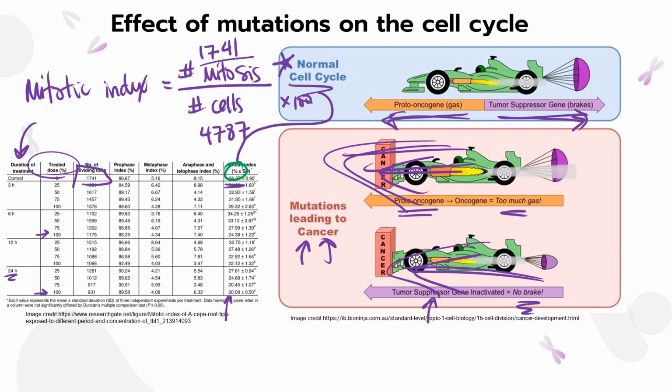And so 1,741 total cells that are dividing actively in mitosis, whether that's prophase, metaphase, anaphase, telophase, or cytokinesis, all of these would be considered actively dividing, divided by the total number of cells in the sample, and that gave us our 36.37% of the cells are dividing. The higher the mitotic index, the greater the number of cells in mitosis, the more likely that that tissue sample is cancerous.